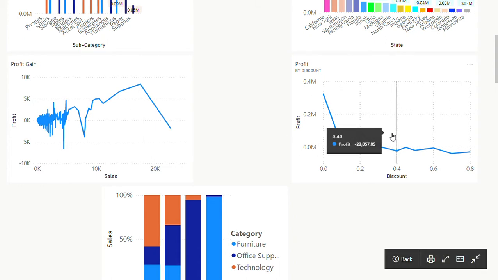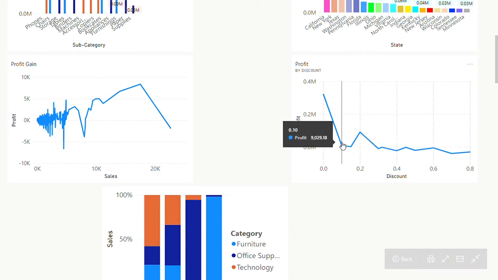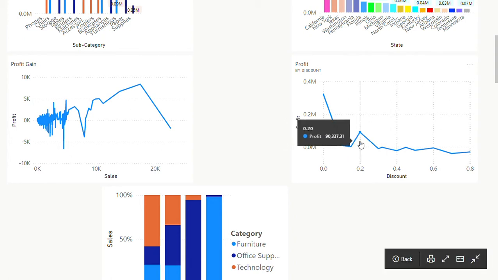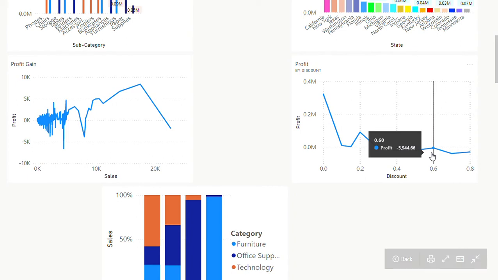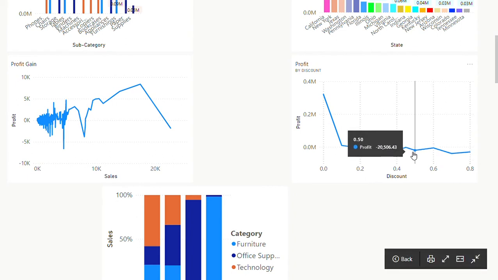Now the fourth chart shows profit at each discount. This shows that we are not getting a good profit on discount, so we should not give discount on our products.